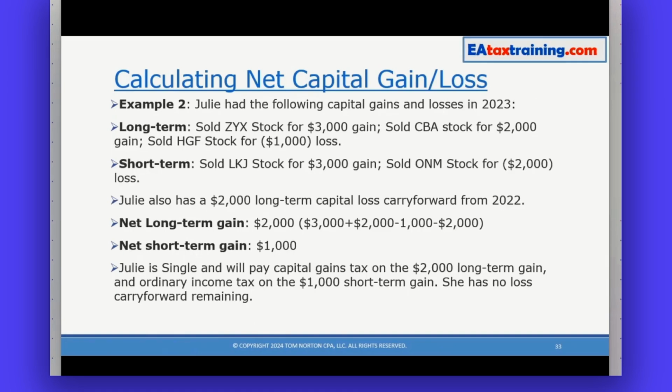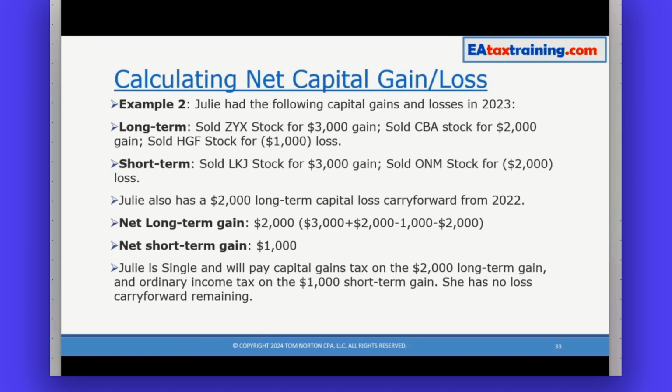Example 2. Julie had the following capital gains and losses in 2023. Long term, she sold some stock for a $3,000 gain. She sold a different stock for a $2,000 gain, and she sold another stock for a $1,000 loss. Short term, she sold a stock for a $3,000 gain and a different stock for a $2,000 loss. Now, the difference here is that Julie has a $2,000 long-term capital loss carry forward from 2022. So her net long-term gain, she had a $3,000 gain this year, another $2,000 gain this year, that's $5,000, and then she had a $1,000 loss.